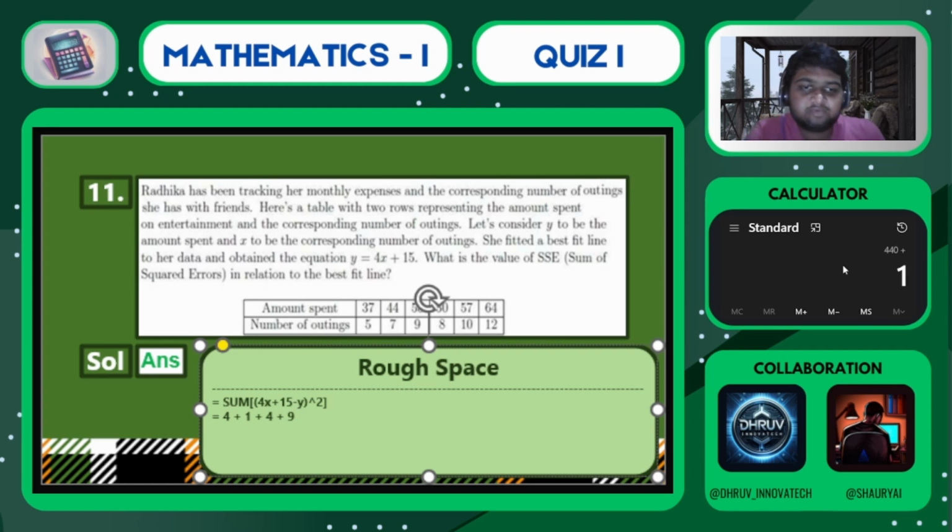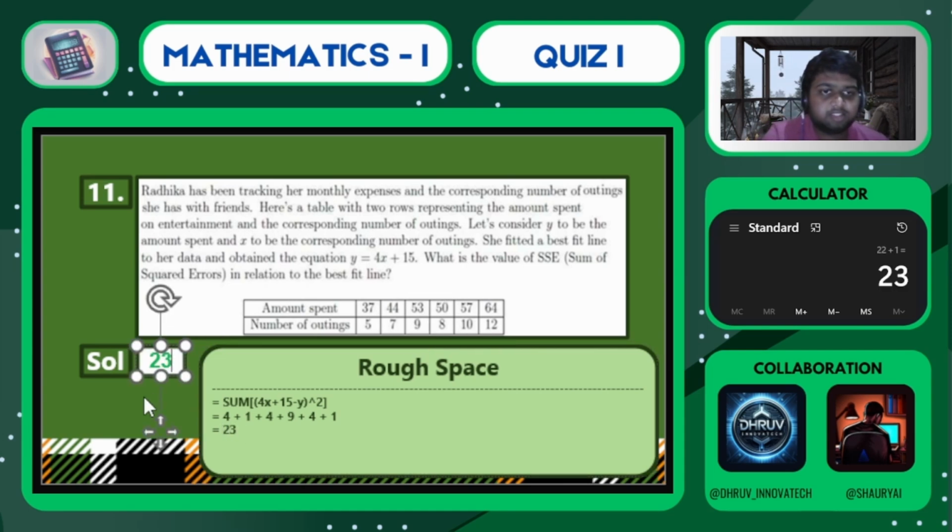10 into 4 plus 15 minus 57, squared becomes 4. Then 4 into 12 plus 15 minus 64 becomes 1, squared becomes 1. Final answer is 4 plus 1 plus 4 plus 9 plus 4 plus 1, which is 23. So your final answer is 23.